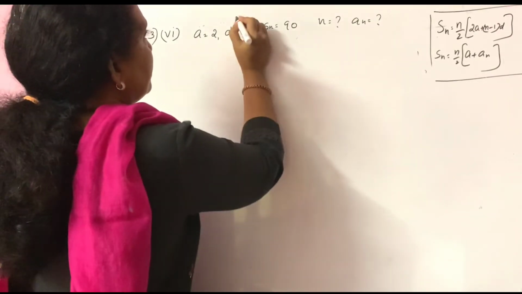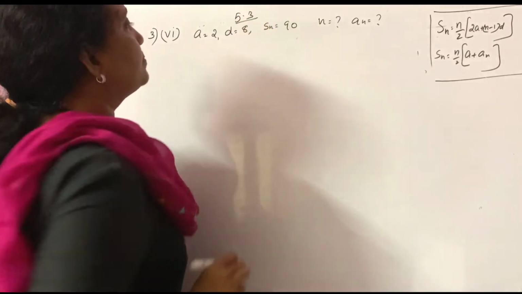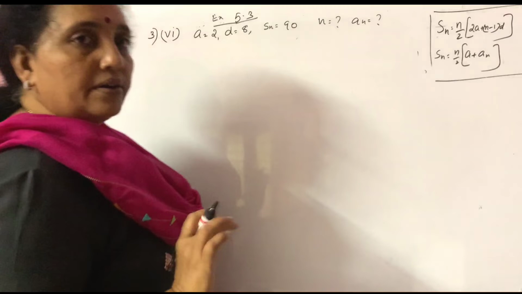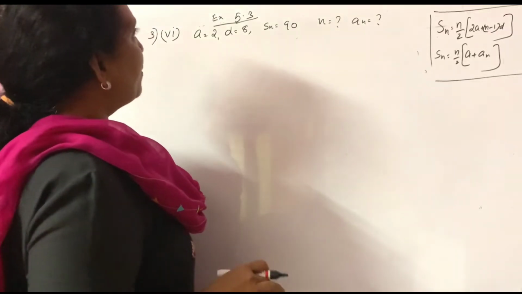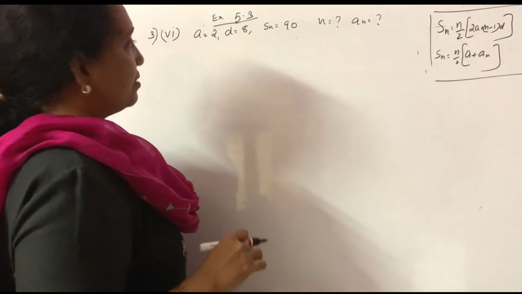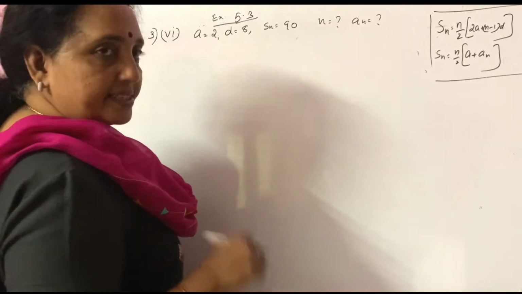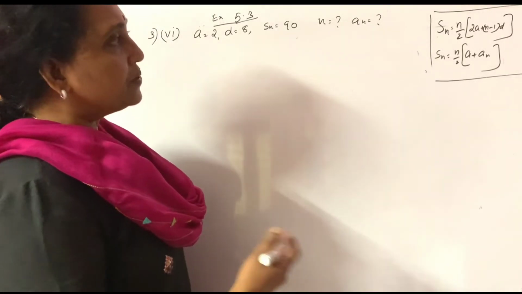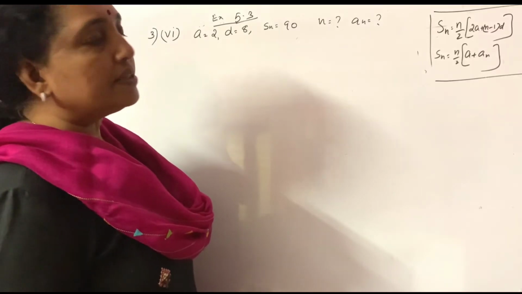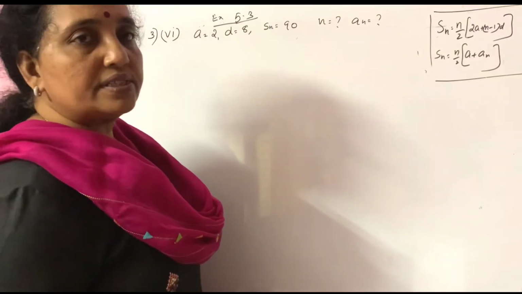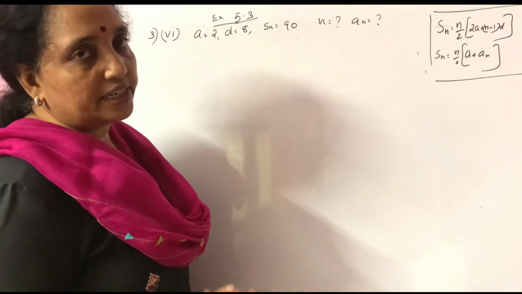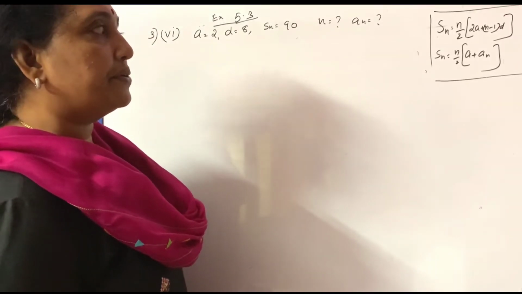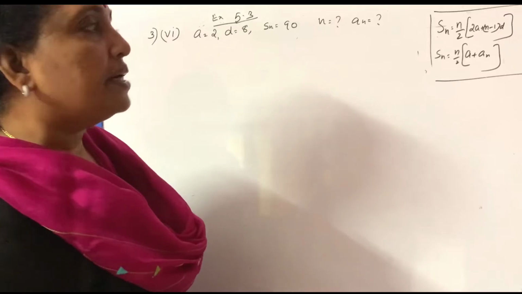This is an exercise. Okay, exercise 5.3, question number 6, sub question 6 from third question. In this exercise ഒരുപാട് questions ഉണ്ട്. എല്ലാം all the questions you can use ഈ formula apply ചെയ്ത് കഴിഞ്ഞാൽ നിങ്ങൾക്ക് കിട്ടും. So you should learn that formula. Sn is equal to n by 2 into 2a plus n minus 1 into d, or Sn is equal to n by 2 into a plus an.